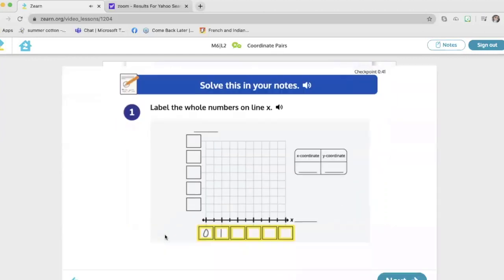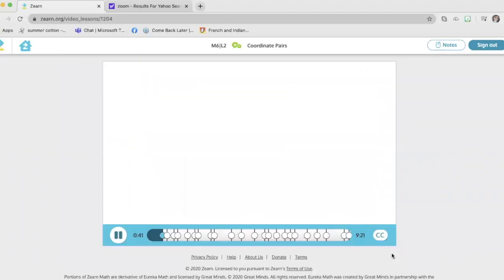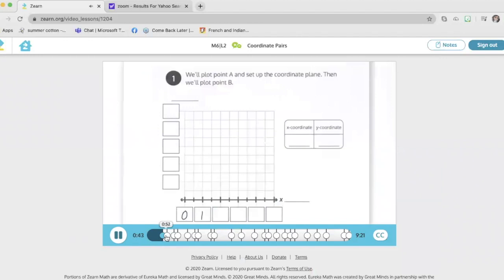Okay, and I know you guys don't have your notes again, so that's perfectly okay. We can obviously see the difference between the tick marks. We have a thicker tick mark here, and then it's kind of smaller here. So that means that the thicker ones are going to be our wholes. So we have 0, 1, 2, 3, 4, and 5. I'll label the rest of the whole numbers like this. Okay, exactly what we did.